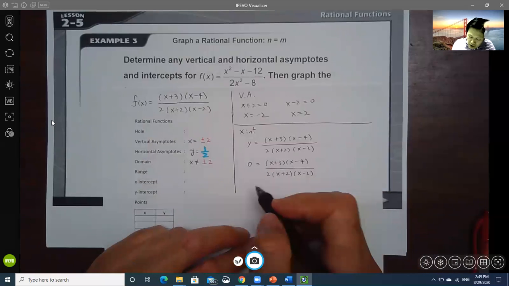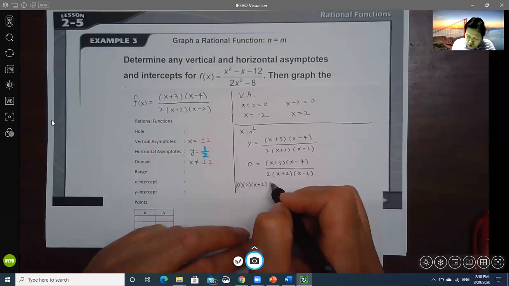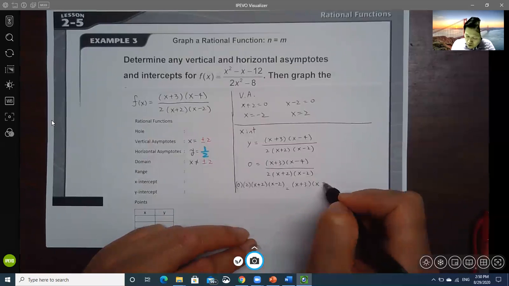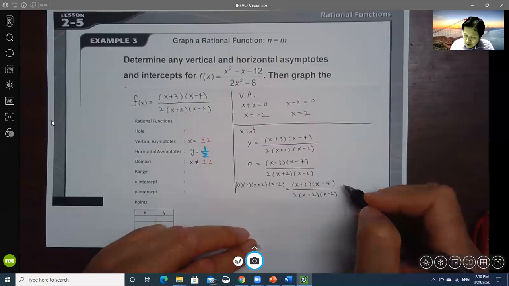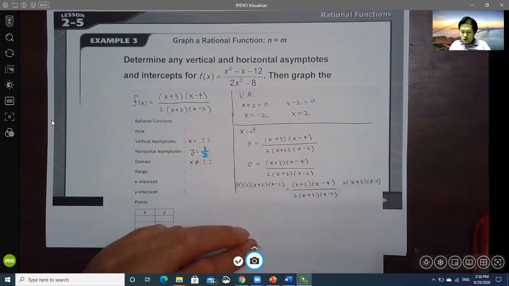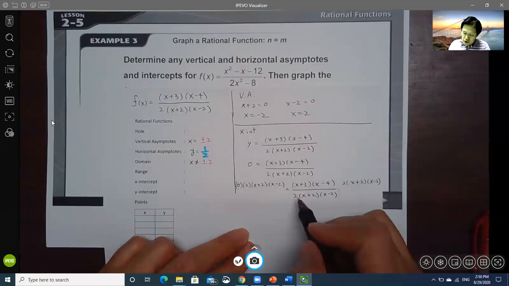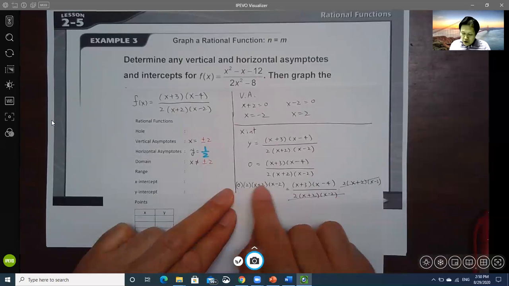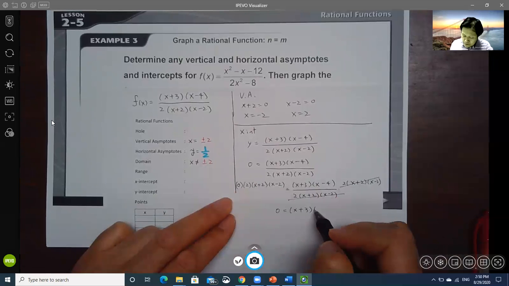So you got 0 times 2 times x plus 2 times x minus 2 equal to this whole fraction, x plus 3, x minus 4, all over 2 times x plus 2, x minus 2, times 2 times x plus 2 times x minus 2. Basically, you multiply by the denominator left and right. Why? This whole thing is going to cancel out, numerator, denominator. And look at what happened to the left-hand side. 0 times whatever, everything becomes 0. So basically, you end up with this.